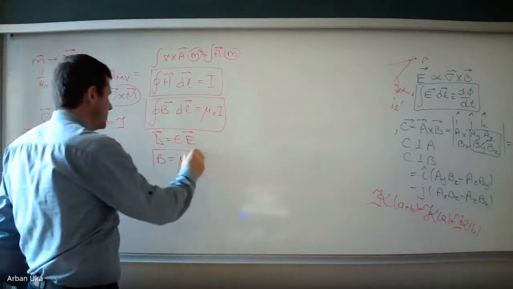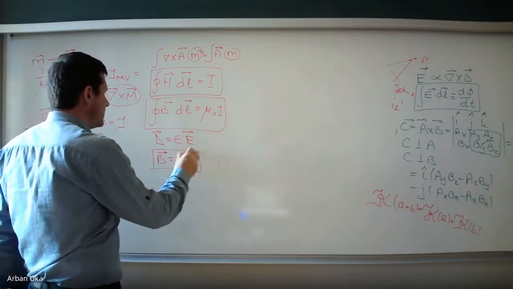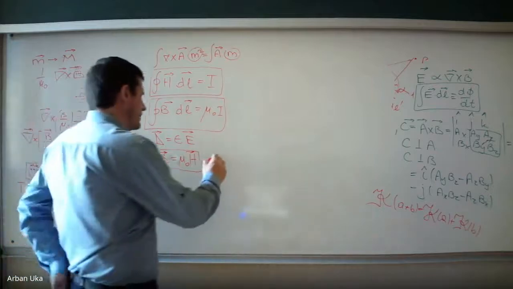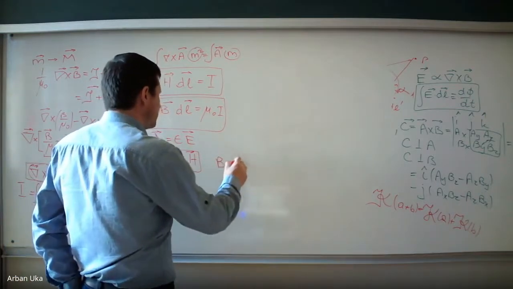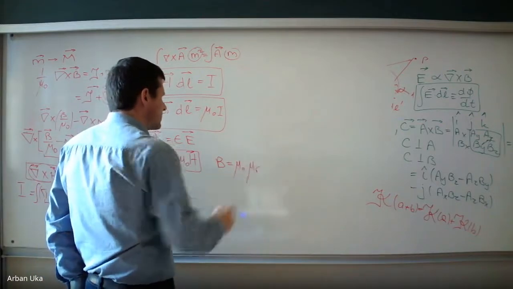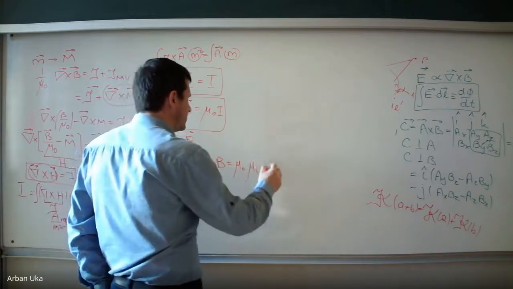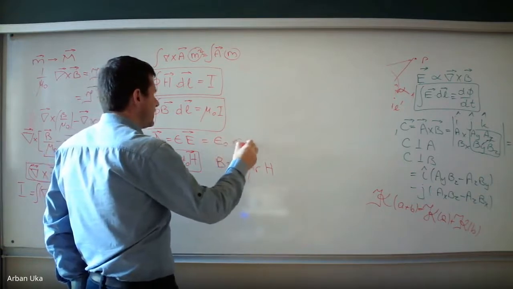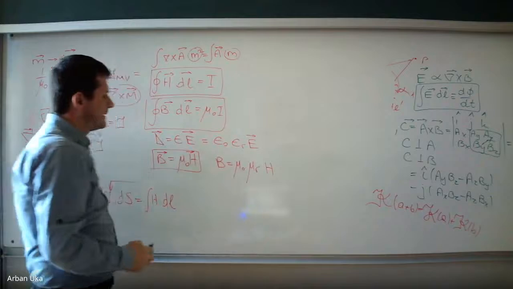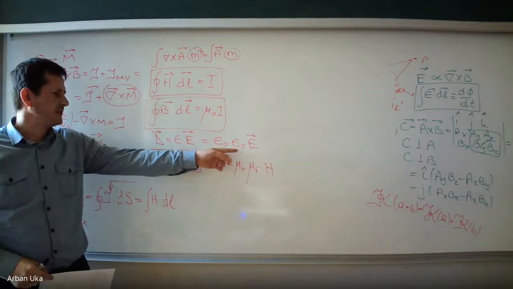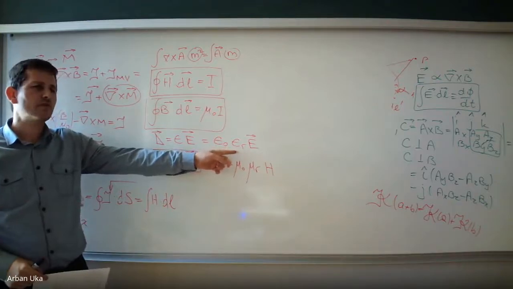So we can put here a mu zero if we are in vacuum. But if we are in some other material, in general we can express the magnetic flux as mu zero times mu r times H. At the same time, we used to have epsilon zero, epsilon r times E. This is the permittivity of the vacuum, and this is the relative permittivity of a new material.